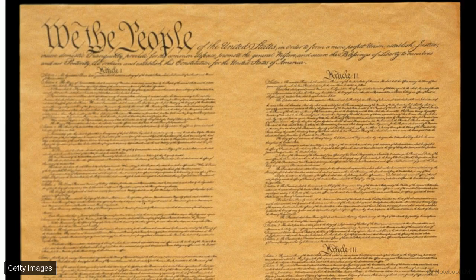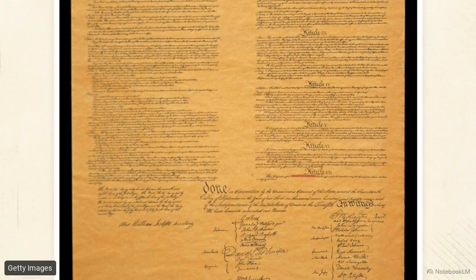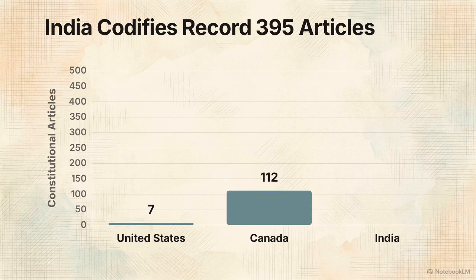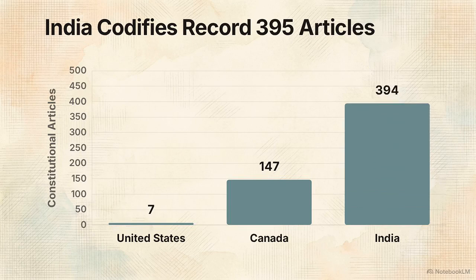A national constitution is typically expected to be a brief, high-level framework. The United States Constitution, for instance, sets up its entire republic in just 7 articles. Compare that baseline to the original Constitution of India. While the U.S. relies on 7 articles and Canada operates on 147, the Indian drafters codified 395 distinct articles.